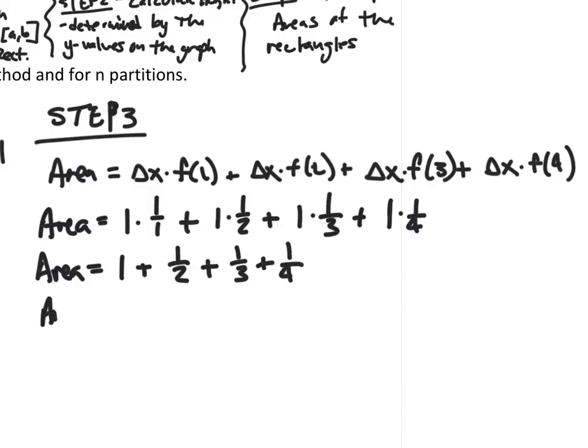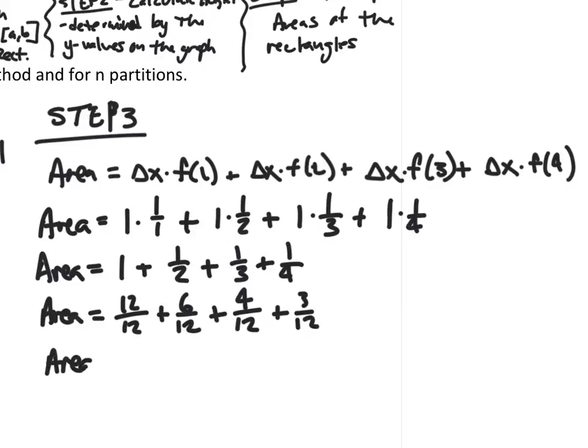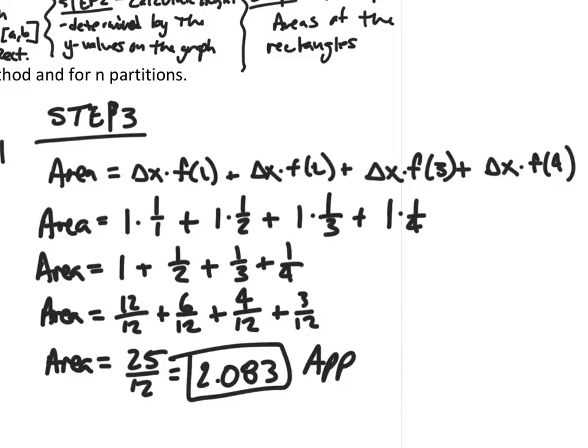If I get a common denominator, I'm going to get a common denominator of 12, so 12 over 12 plus 6 over 12 plus 4 over 12 plus 3 over 12. If I add all those up, my area is going to be 12 plus 6 is 18, plus 4 is 22, plus 3 is 25, so I get 25/12. And that as a decimal is going to give me about 2.083. And now this is our approximation.